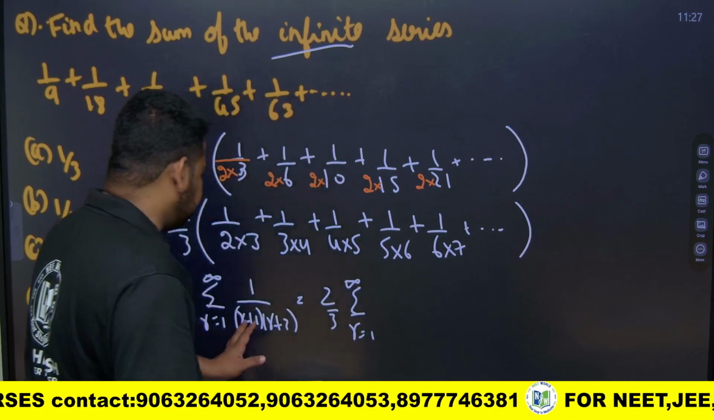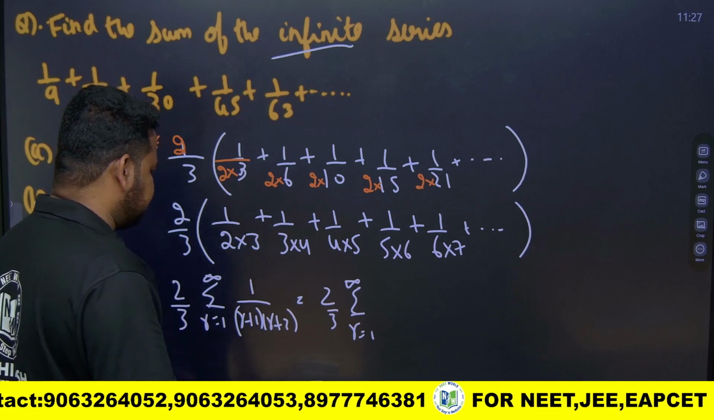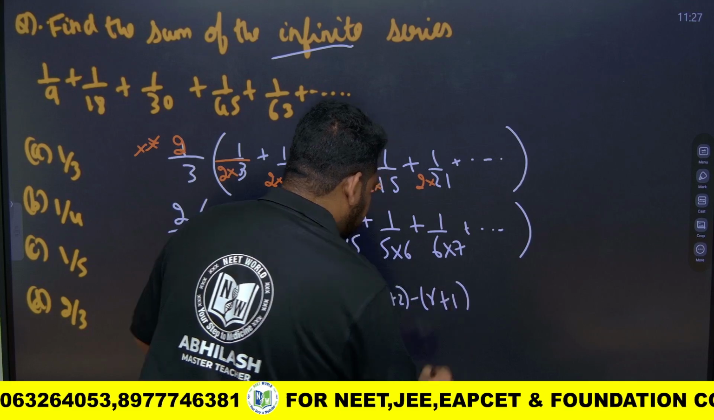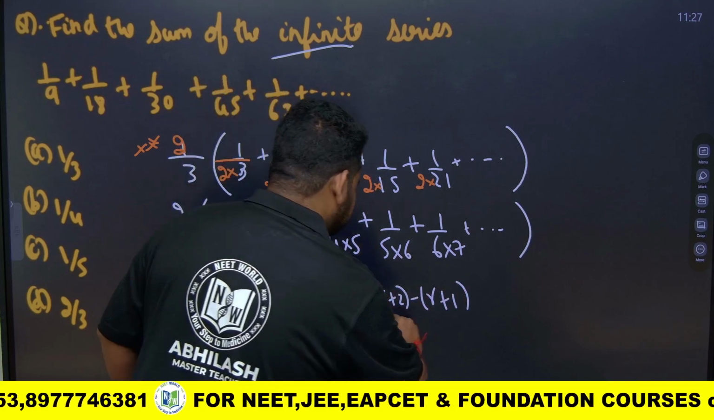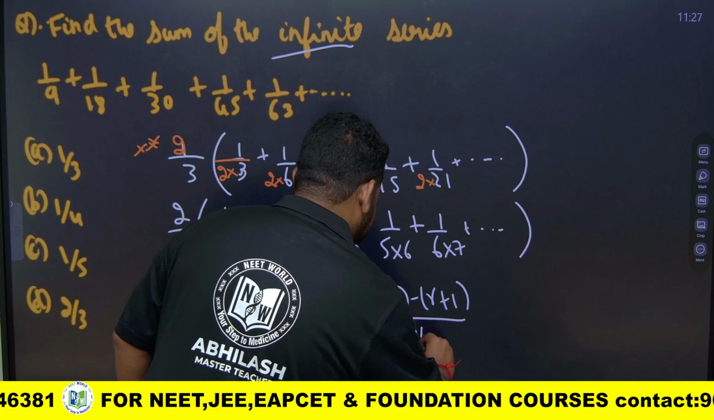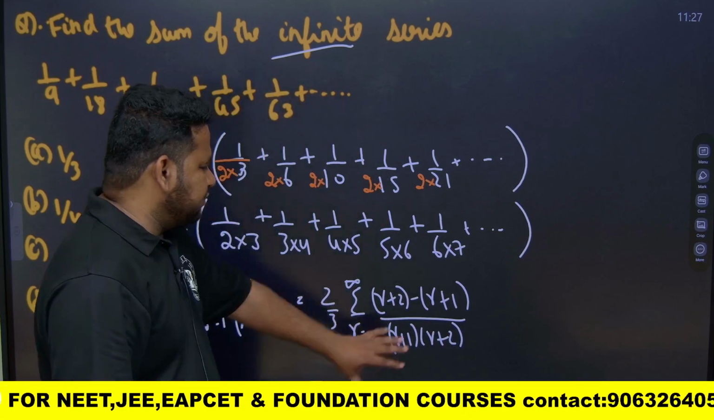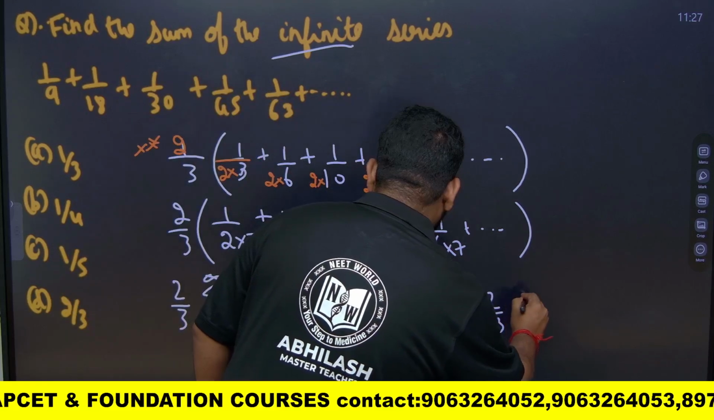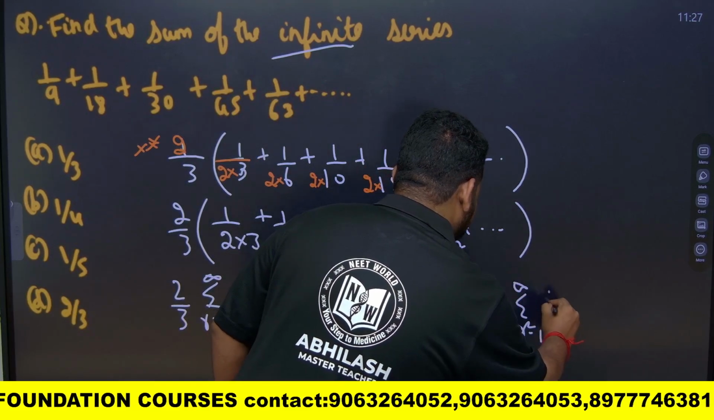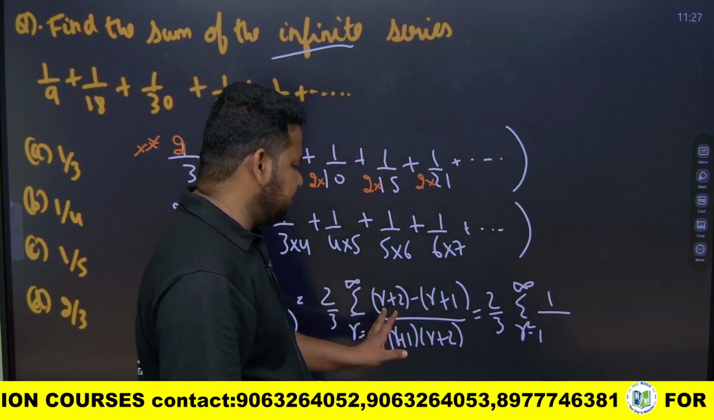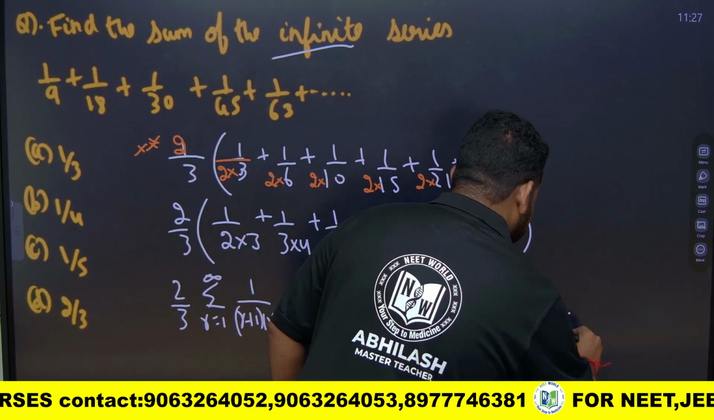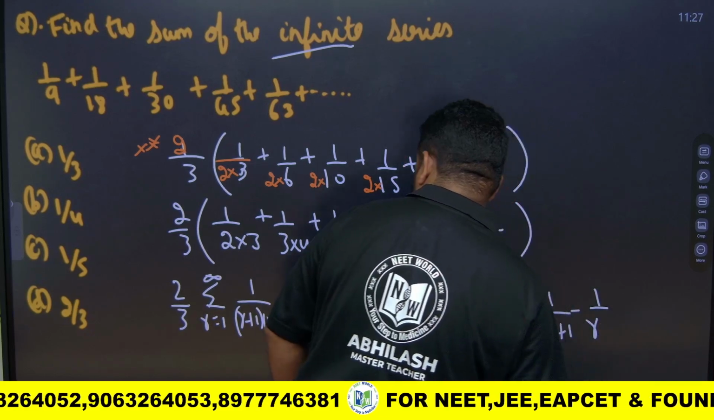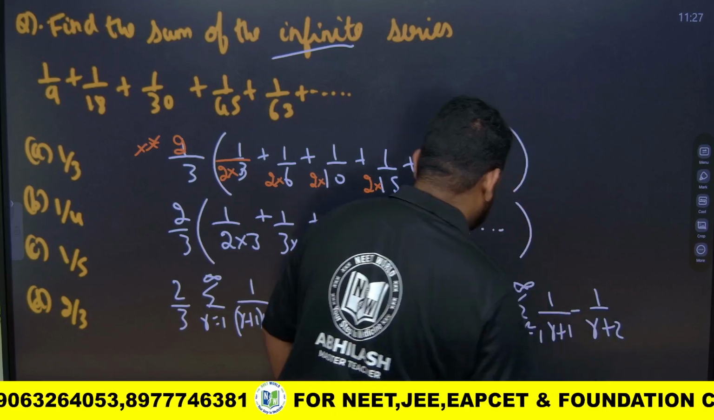So the numerator 1 can be written as (r+2) minus (r+1). This gives r and r cancel, 2 minus 1 gives again 1. I have to divide it by the same denominator, (r+1)(r+2). Got it? Now if I separate and divide it, I will get 2/3 into the summation of r running from 1 to infinity of 1/(r+1) minus 1/(r+2).